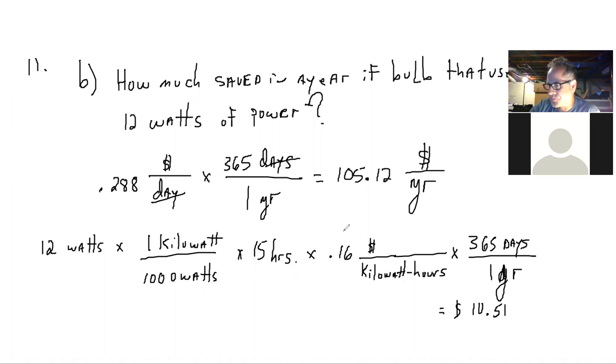But now at the end of the day, to figure out your savings and answer the question, it's just do the subtraction, which would be 10.51. And that gives me considerable savings going to the LED.